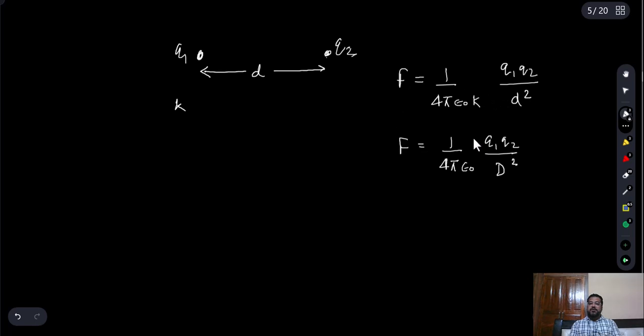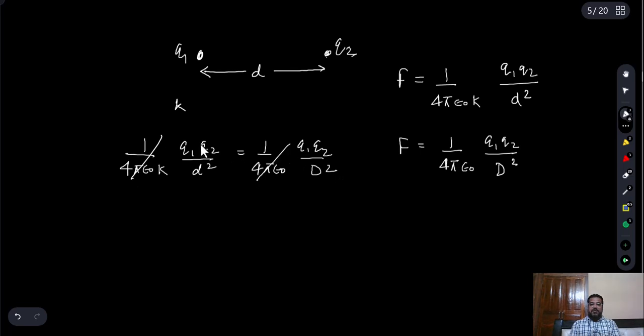If you compare these two equations, you can easily write 1 over 4 pi epsilon naught k q1 q2 over d square equals 1 over 4 pi epsilon naught q1 q2 over D square. Most of the things will get cancelled out. Here we are left with D square equals k times d square, or capital D is nothing but root k times d.